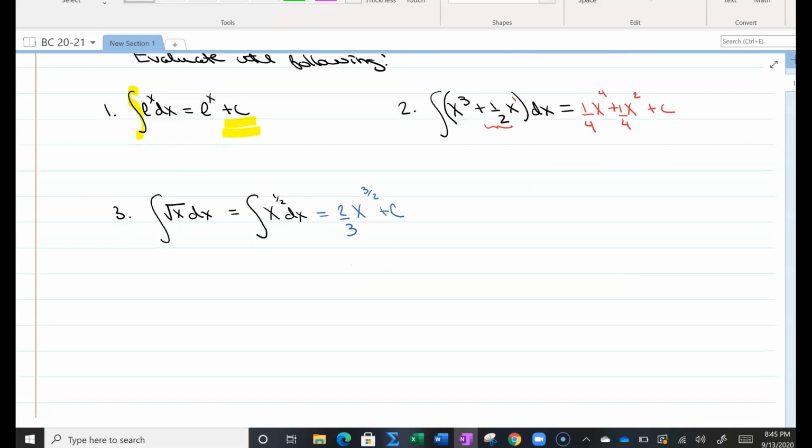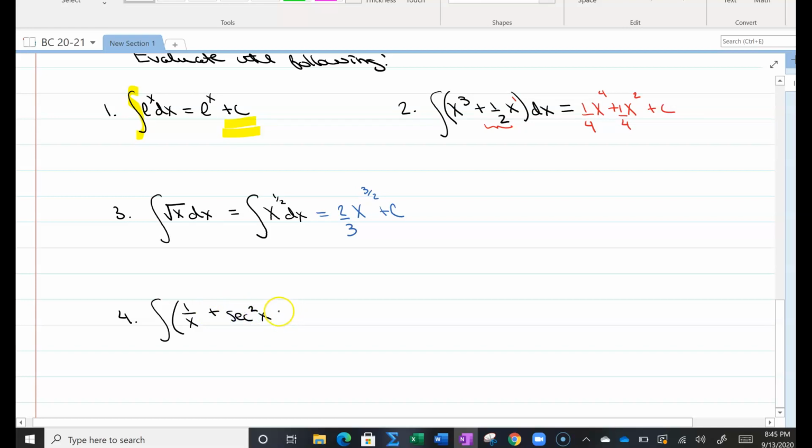Here's question number 4. Ready for me to go all out? Here we go. The indefinite integral of the quantity 1 over x plus secant squared x plus, oh boy, what should I do? Plus, oh, I know, here we go, sine x dx. Okay, try it on your own, then replay me.